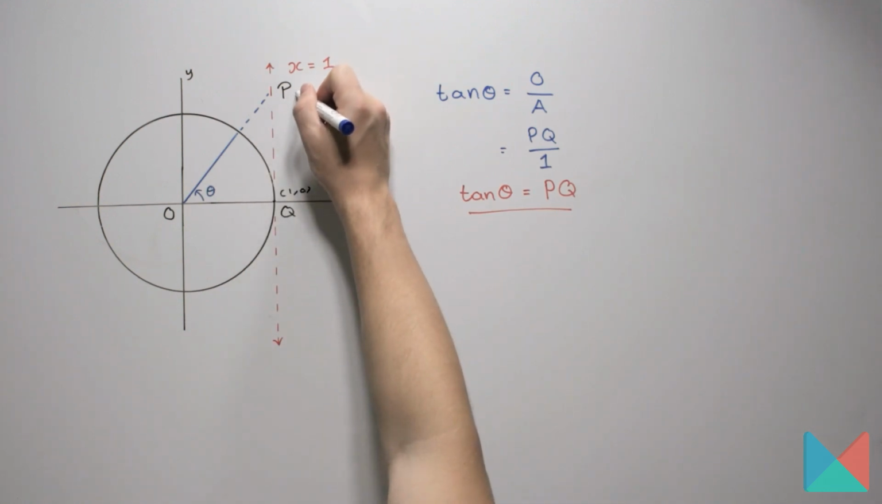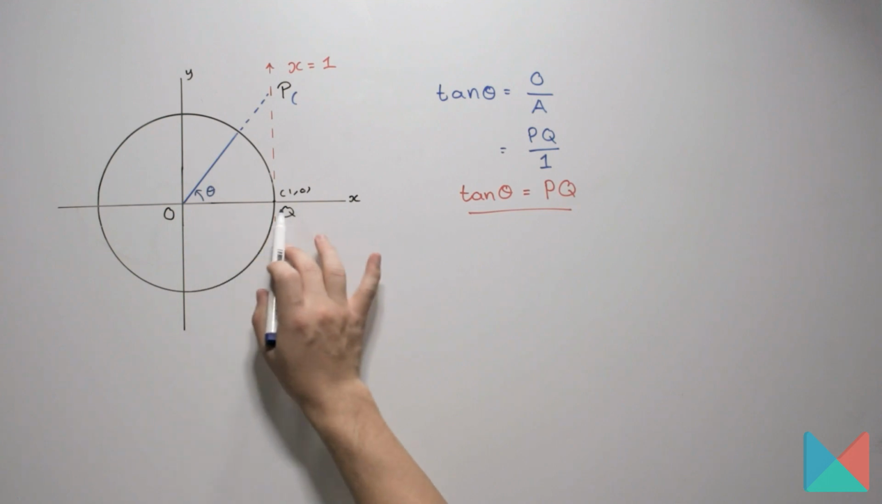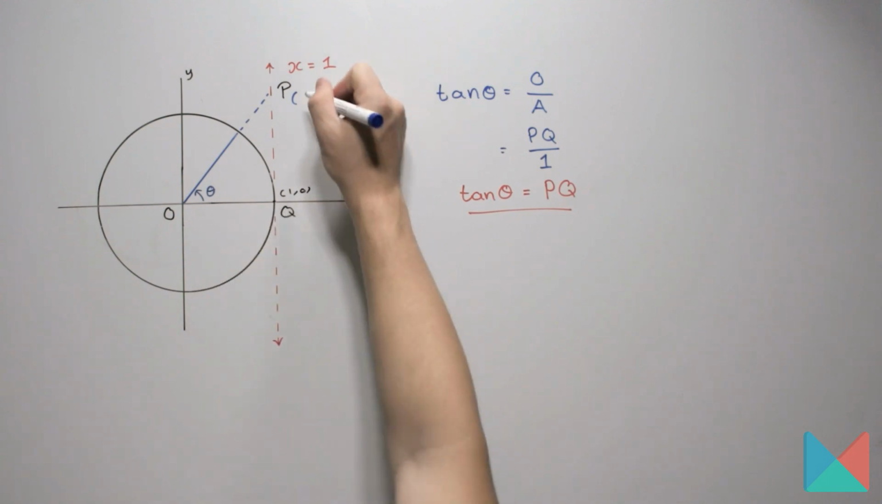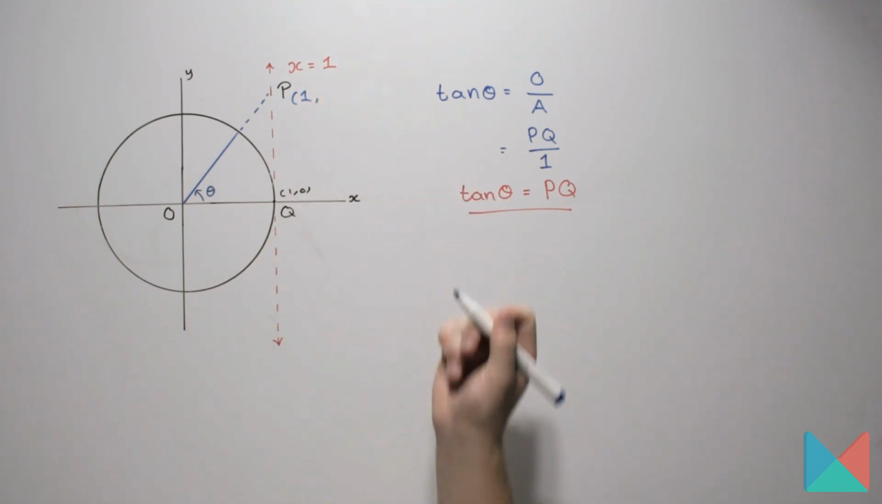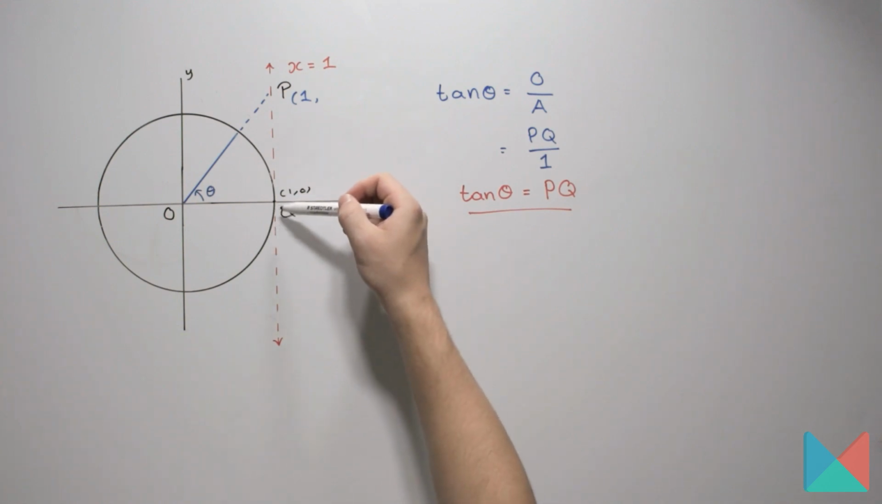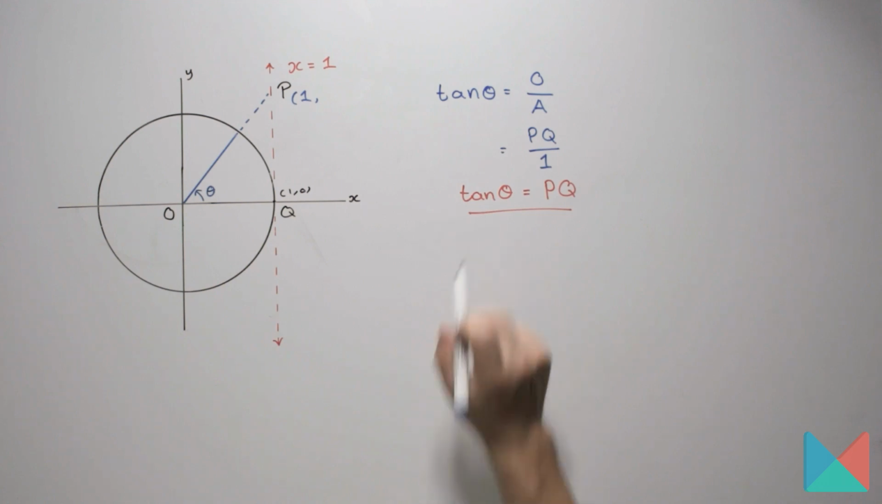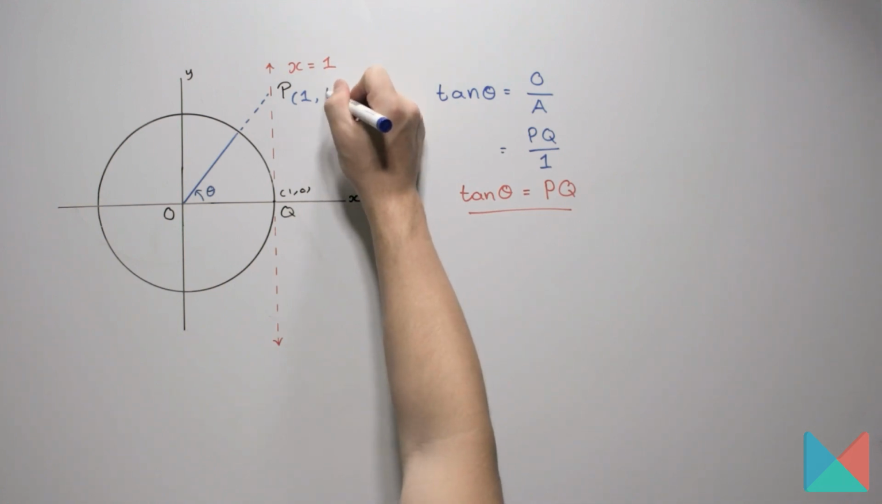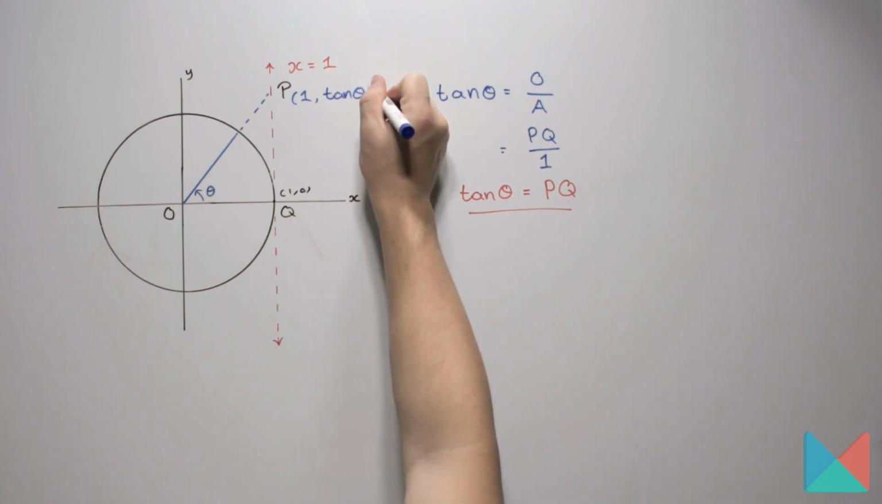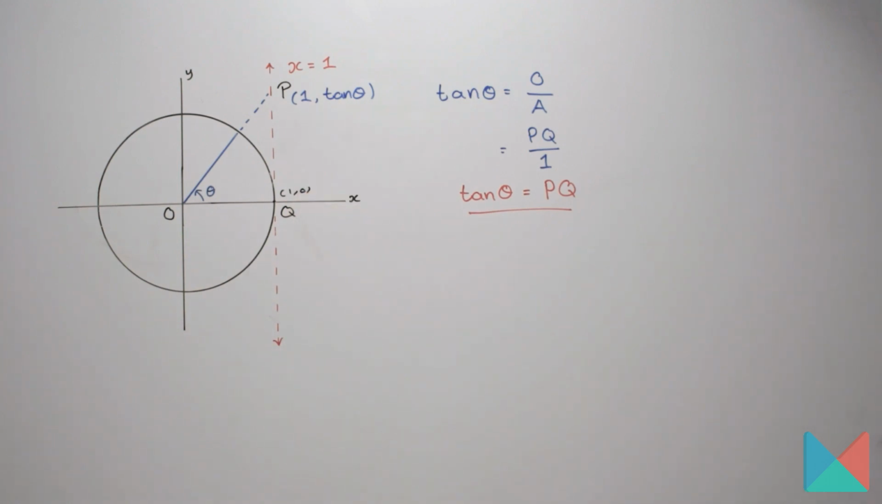Well, starting with our x component, we go right along the x-axis 1 unit. So our x component will be 1. And our y component will be how far we go up along the y-axis. Well, we go of length PQ, which we've already shown is equal to tan of theta. So our coordinates here will be 1, tan of theta.